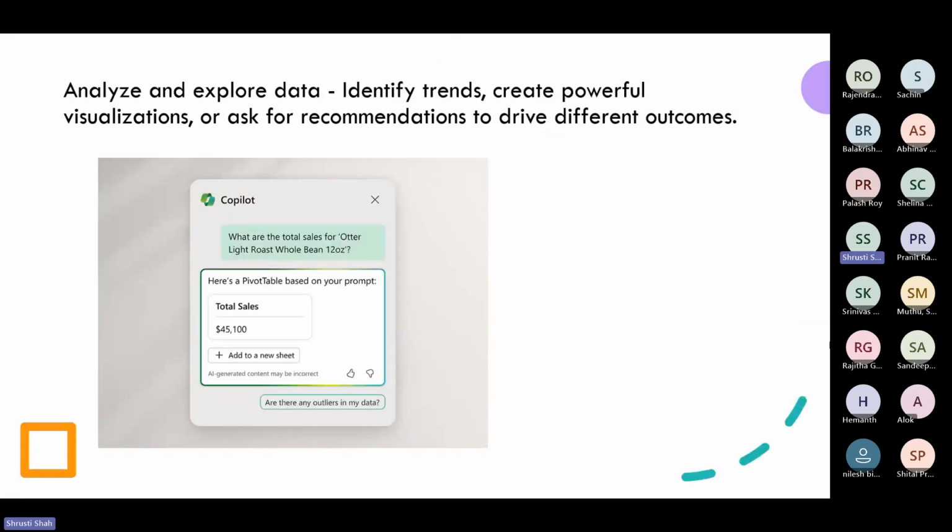Next, Excel. In Excel, we would have seen that a lot of work is done. We create charts, powerful charts, etc. also in Excel. You can do that same activity. Just give Copilot a prompt, and you can say, hey, this is the table, give me the sales graph using this table, and it will give it to you.